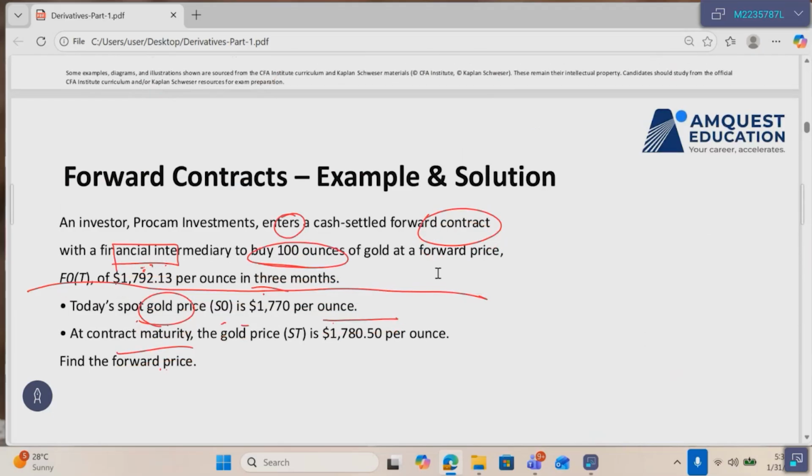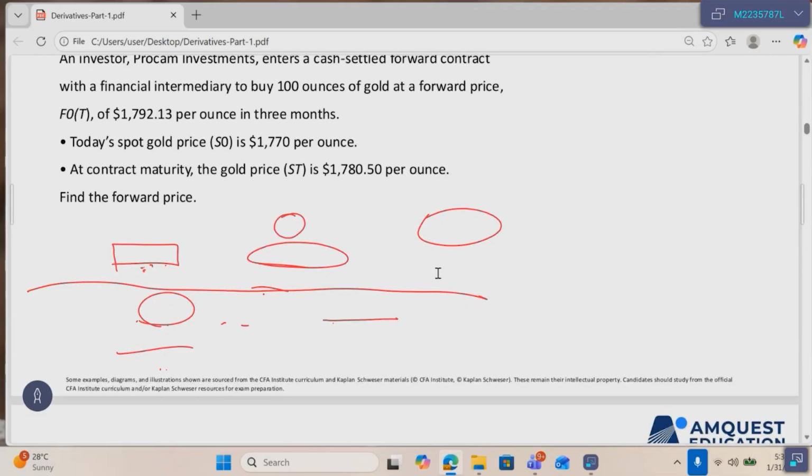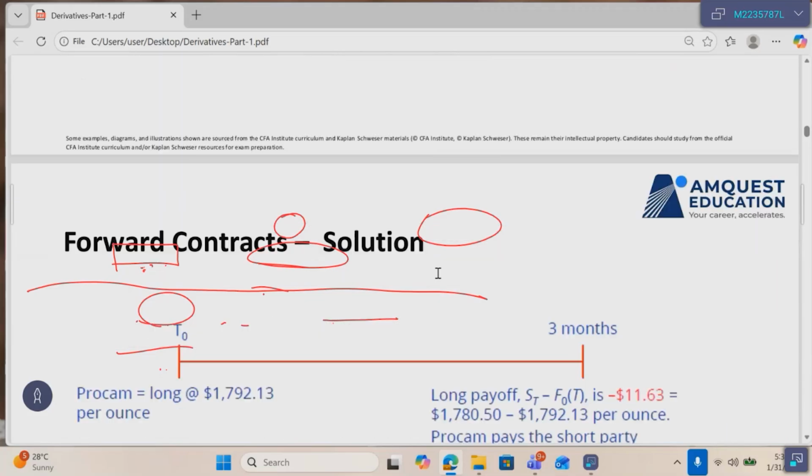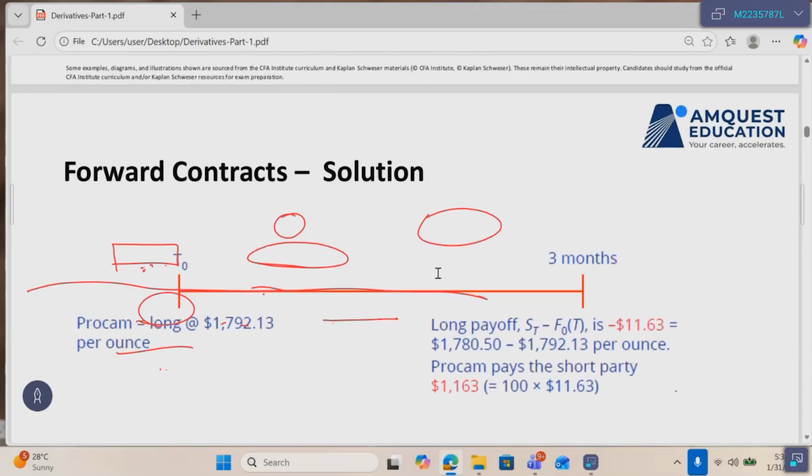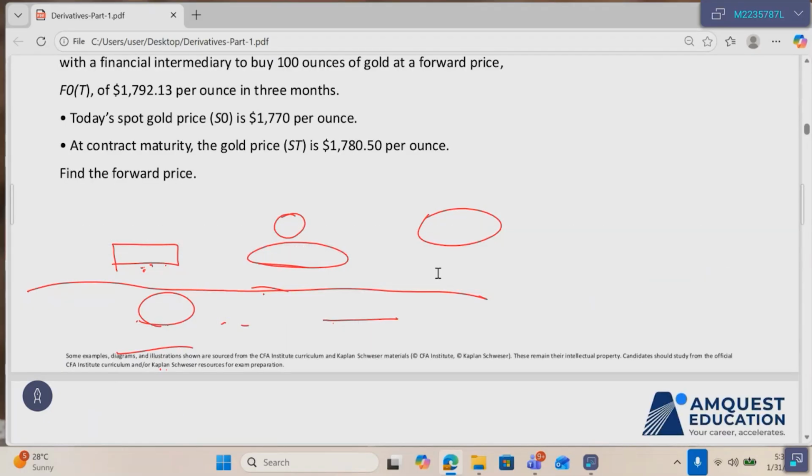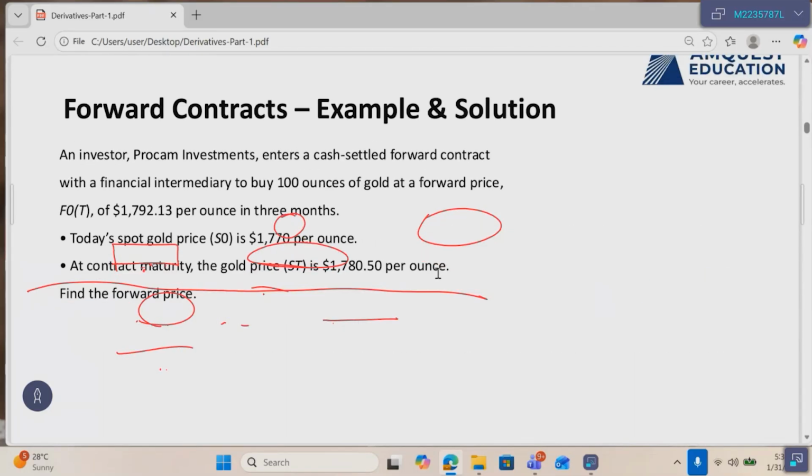1792. Spot price 1770. Contract maturity is 1780 after 3 months. So effectively, how much is the amount that he's going to pay off, or rather settle for? Now, if you look at this, let me quickly show the example.